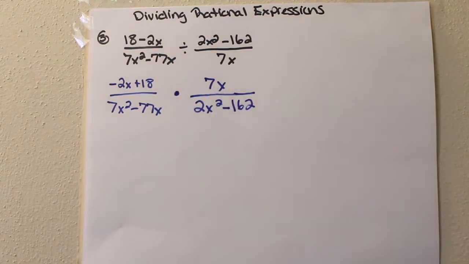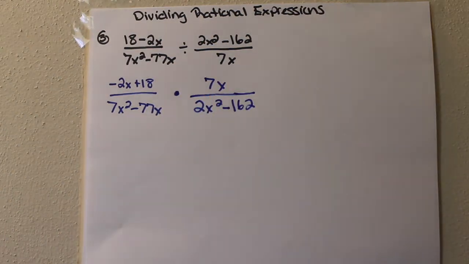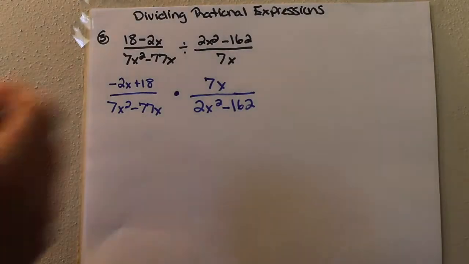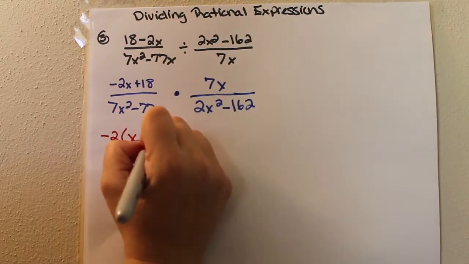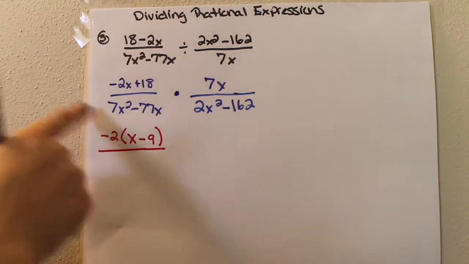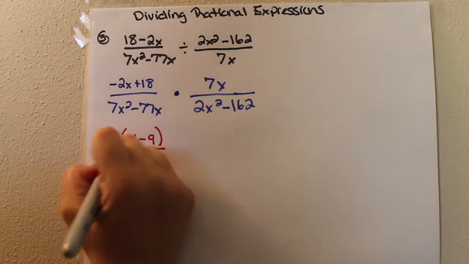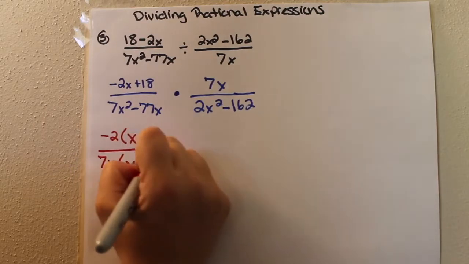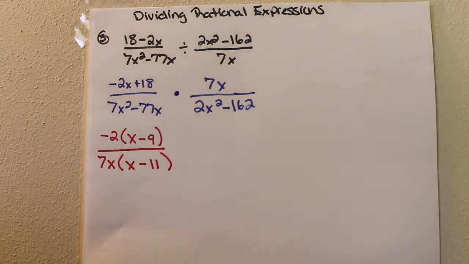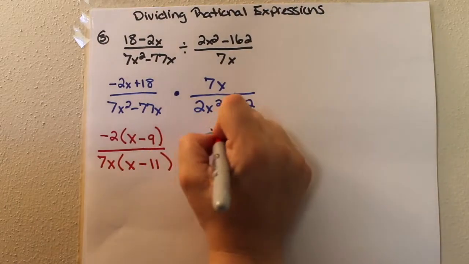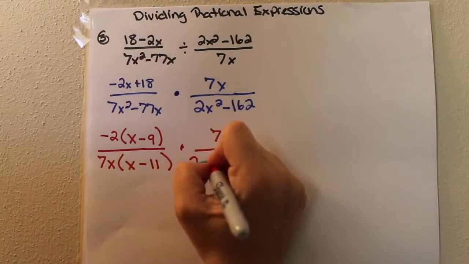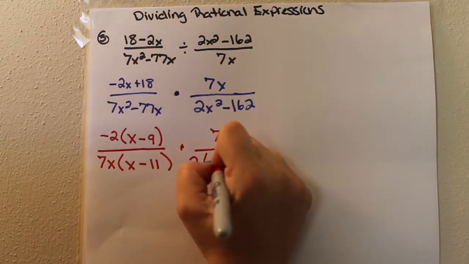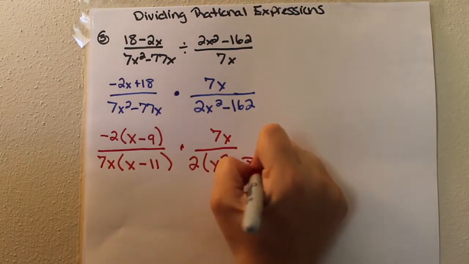Okay? Now from there, I'm going to begin looking for things that I can factor. In my numerator here, I'm going to take out the negative 2, which is going to leave me with x minus 9. In my denominator here, I see that they have a 7x in common, which means I'm going to be left with x minus 11. This 7x I'm going to leave alone. I can see that in my denominator here, I have a 2 in common, and that's going to leave me with x squared minus 81.